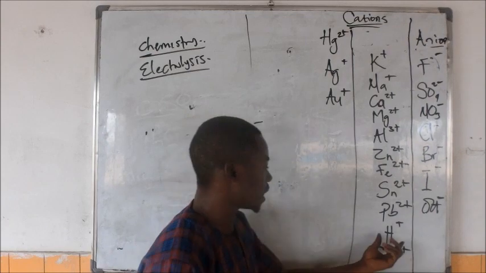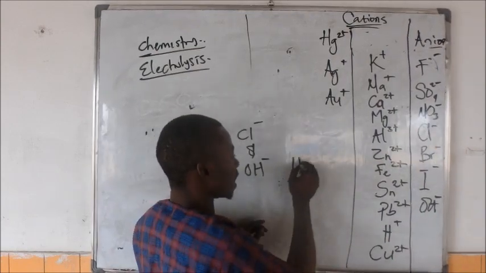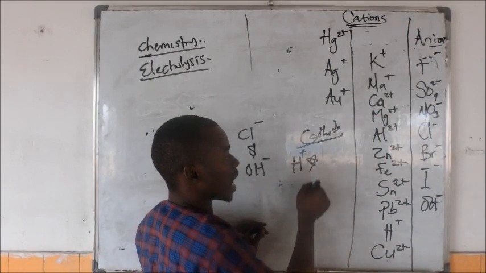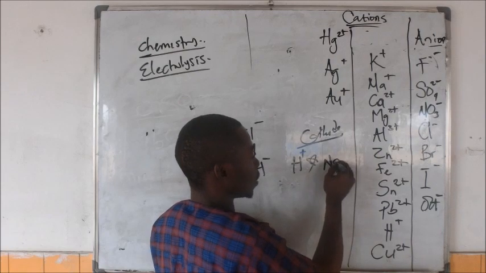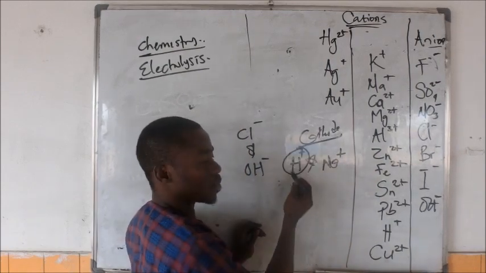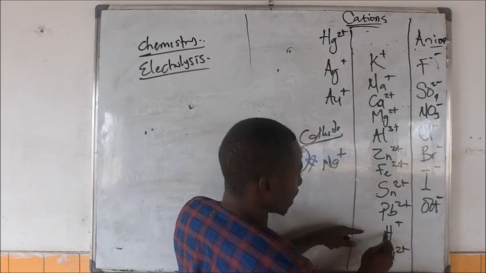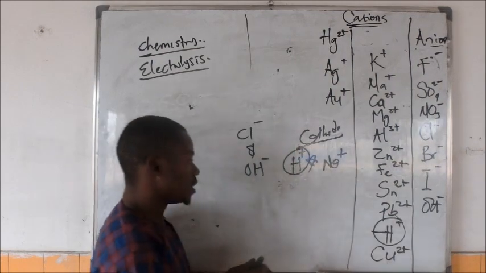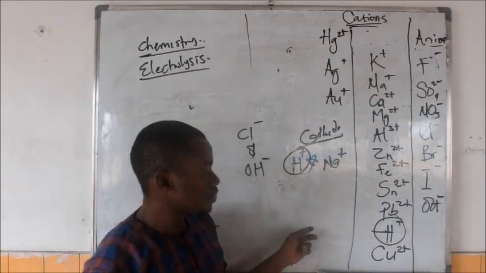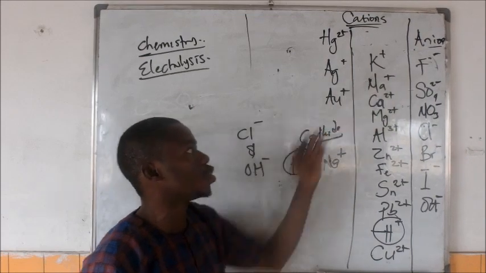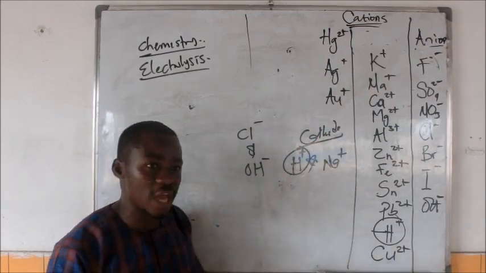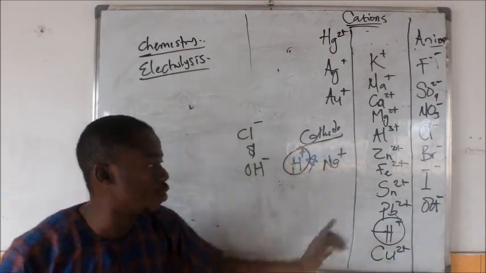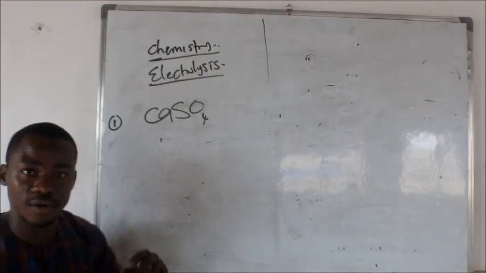If you have two ions, say hydrogen plus and sodium plus, in the solution under the cathode, it is hydrogen plus that will discharge. Why? Because it is the one that is below, and sodium plus is above. So hydrogen plus has the ability of discharging in preference to sodium plus, using only the position of ions in the electrochemical series, keeping other factors constant. So the one below will discharge in preference to the one above.